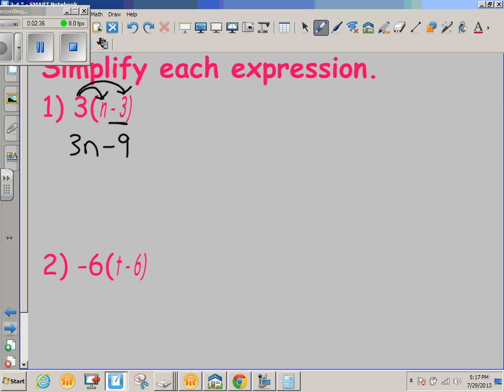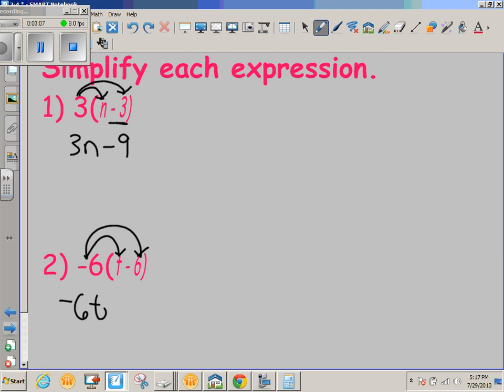In the next example, we have negative 6 times the quantity t minus 6. The first thing that I would do is look at the parentheses and look inside, and I see that I have a t, and I see that I have a negative 6. If I can combine those, I want to go ahead and combine them. But in this case, just like in example 1, we cannot. So we know that we need to distribute the negative 6 to t and distribute the negative 6 to negative 6. So we have negative 6 times t, or negative 6t.